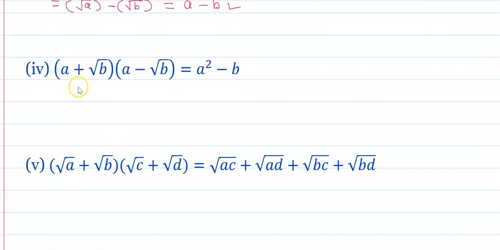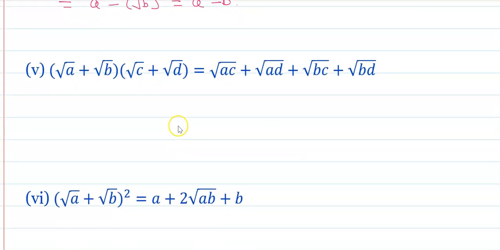What about the next? That is, in bracket, a plus root b into a minus root b, and here again you will get a square minus root of b bracket square, and the root of b square means what? You will get b. Therefore here you will get a square minus b.